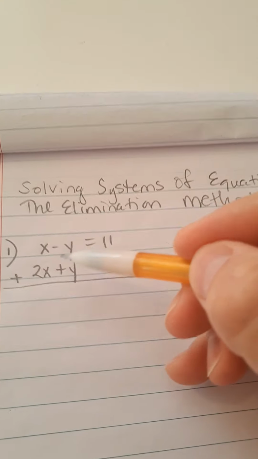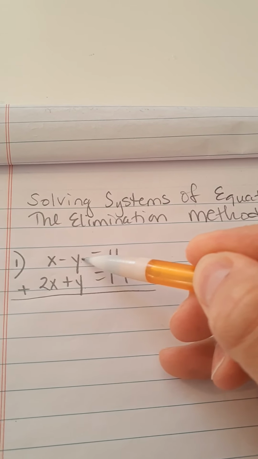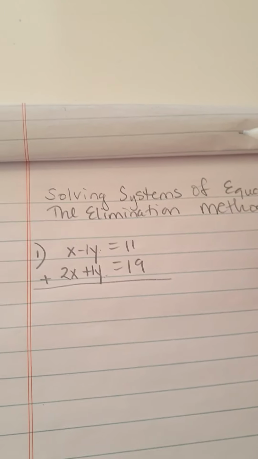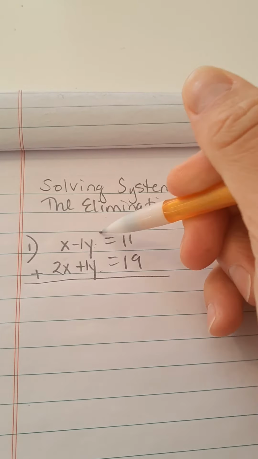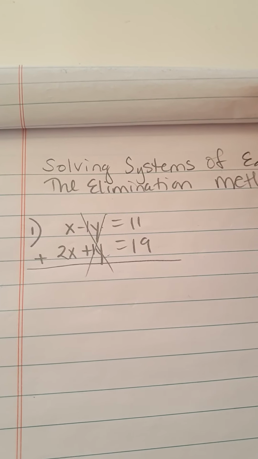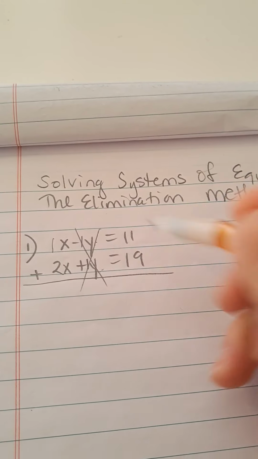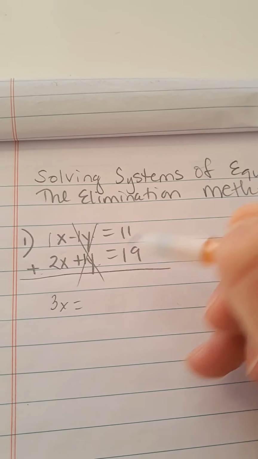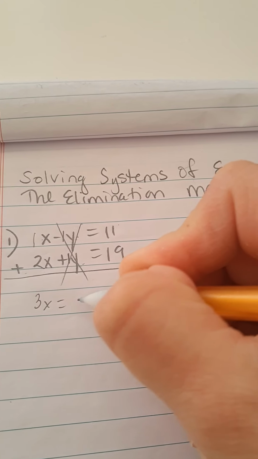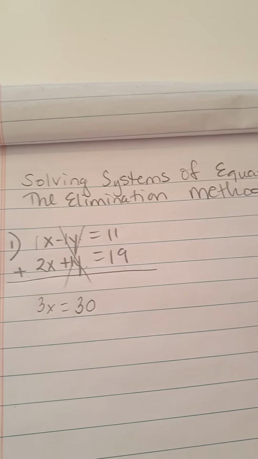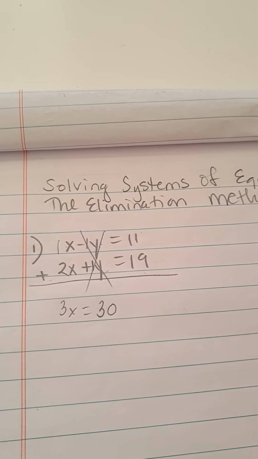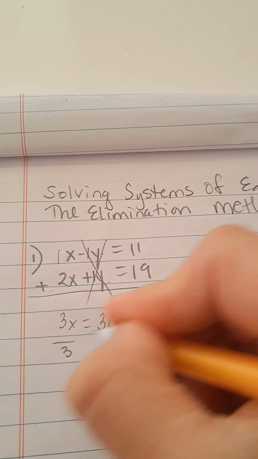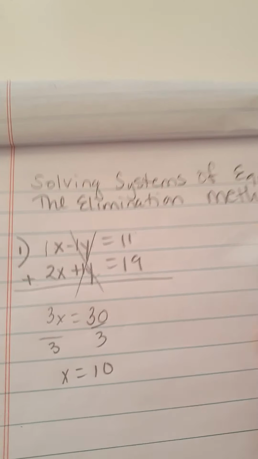So if you notice, I could cancel the y and the negative y here because they're both ones and they're opposites of each other. So remember, you can get dramatic about it, cross those out, and then you just add vertically. So I have 1x plus 2x to give 3x, bring down the equal sign, 11 plus 19 gives you 30. So we've accomplished the goal of crossing out one of the variables. We are working with one variable now. Solving for x, you get 10.